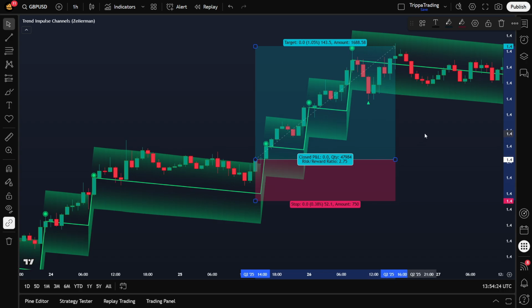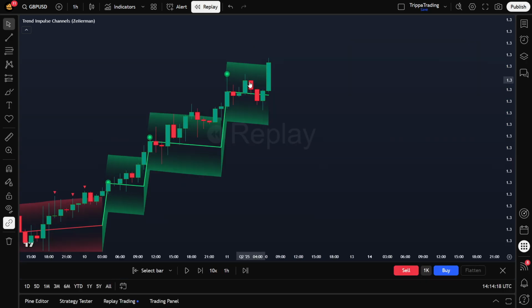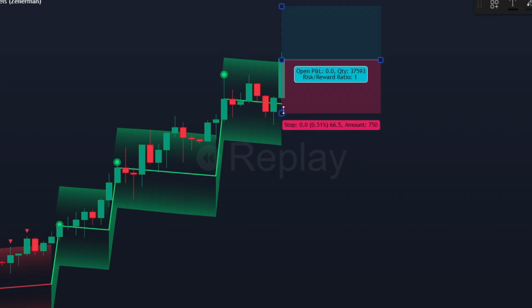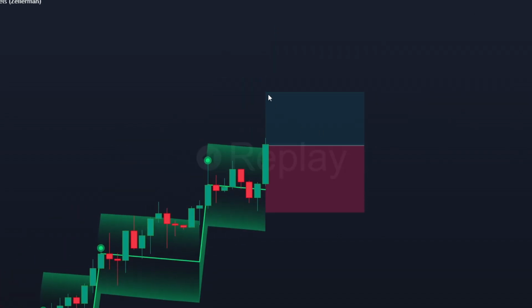Now let's look at a breakout example. Suppose price has been moving sideways for a bit inside the channel in an uptrend. The steps are showing overall upward direction. Suddenly, price pushes strongly and clearly above the upper band. That breakout is your buy signal. It suggests the market is ready for the next leg up, and you can ride that move with the trend.